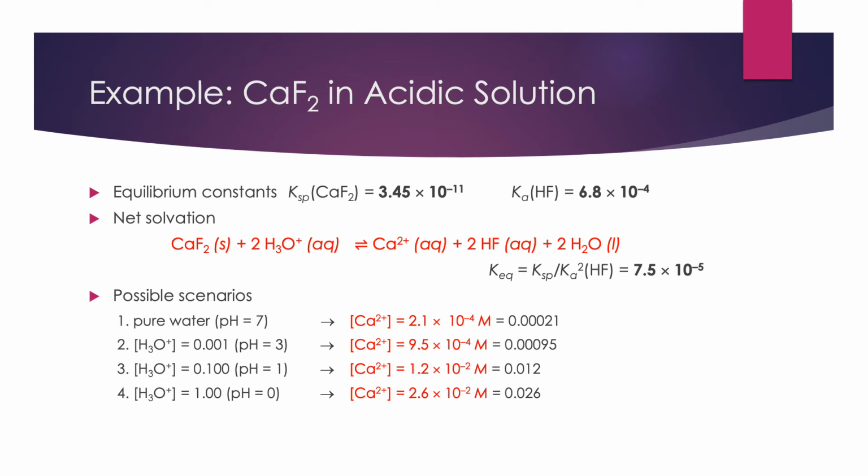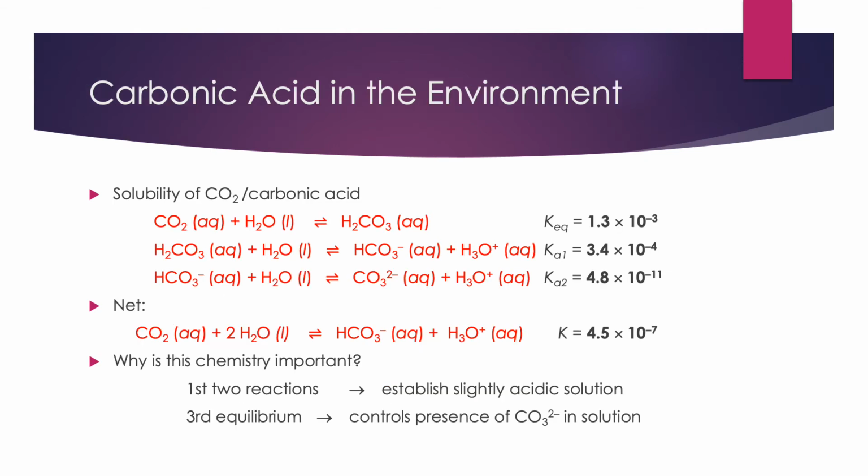All right, so this, I think, gives you a pretty good feel for what the effect of taking a basic salt and dissolving it in an acidic solution would do. I want to shift gears a little bit here because this is relevant to the issue of solubility in acidic and basic solutions, to talk about carbonic acid in the environment. Now, we'll start by saying, where does carbonic acid come from in the environment? It basically comes from carbon dioxide dissolving in water.